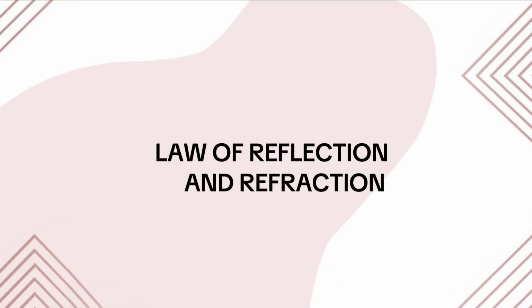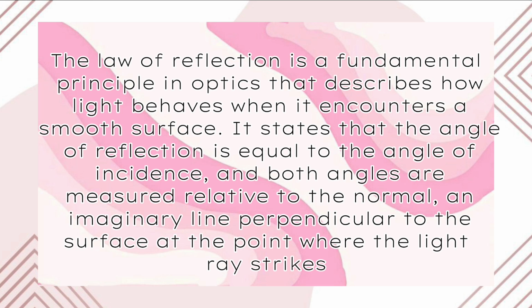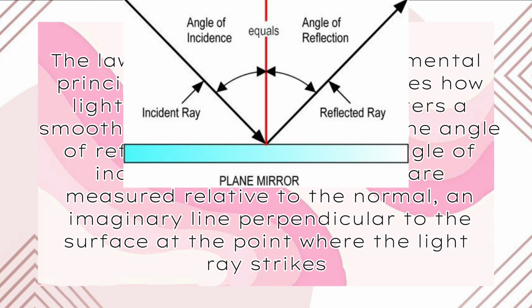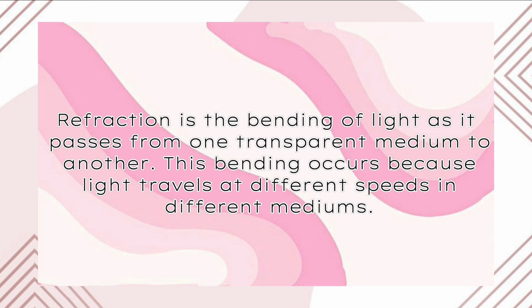Next, what is the law of reflection and refraction? How do they work? Now I'm going to show you how they work. Law of reflection: it is a fundamental principle in optics that describes how light behaves when it encounters a smooth surface. It states that the angle of reflection is equal to the angle of incidence, and both angles are measured relative to the normal, an imaginary line perpendicular to the surface at the point where the light ray strikes. What is refraction? Refraction is the bending of light as it passes from one transparent medium to another.